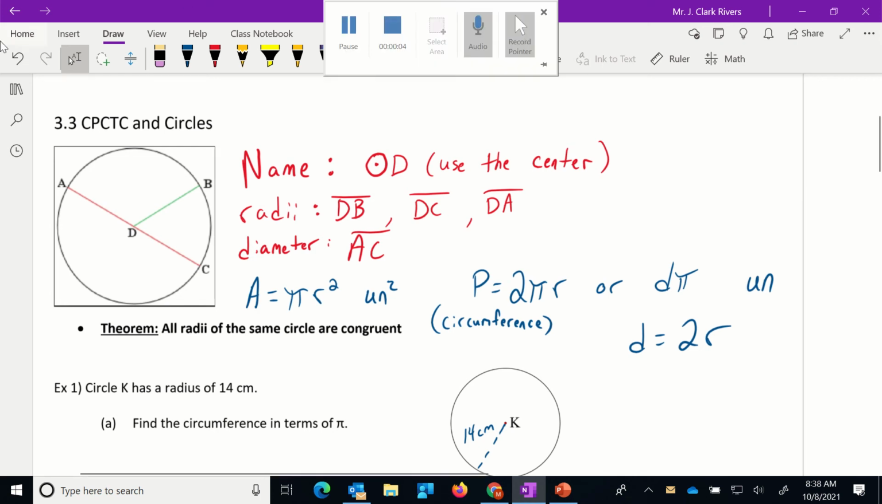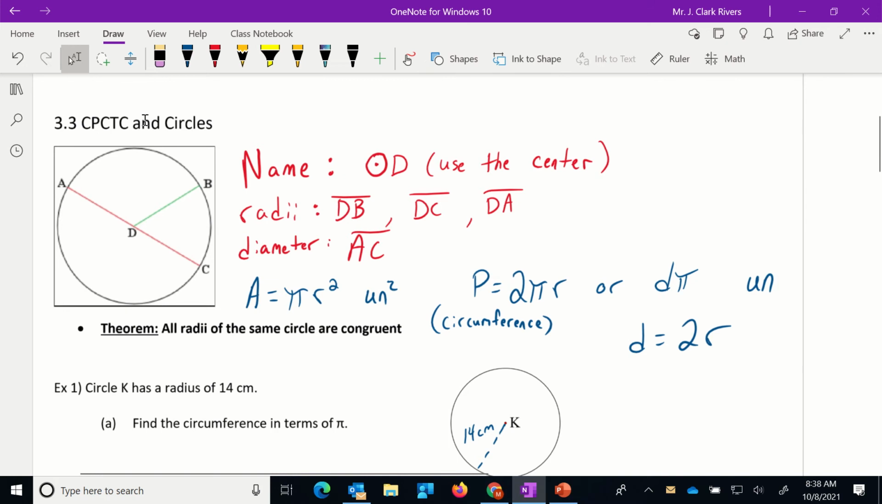On the left here, we have a circle. We're going to talk about circles today as well as CPCTC. This is 3.3 in your textbook. So here we have a circle. We can name circles by their center.